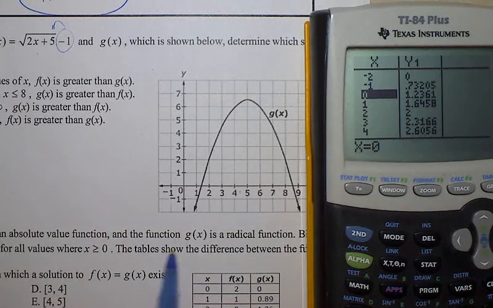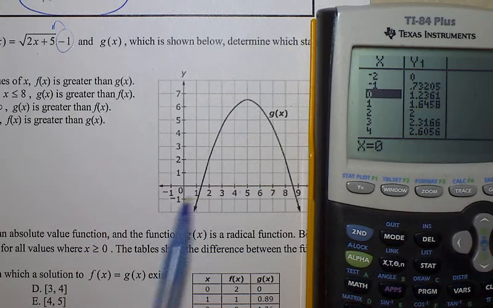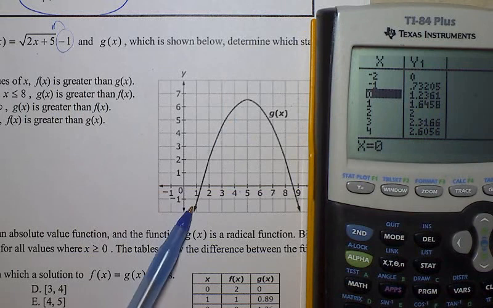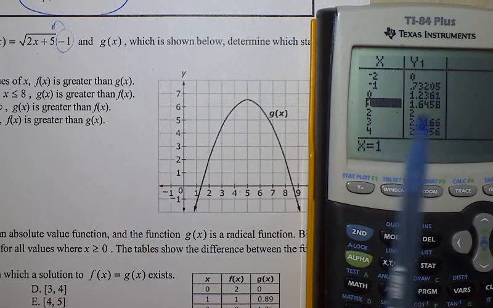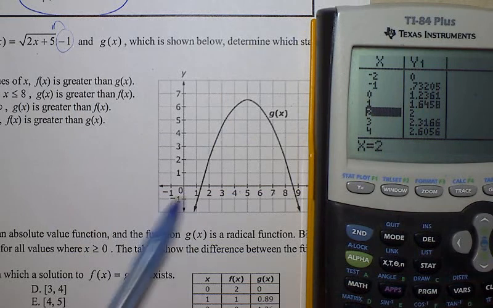4, 5, 6. 0 here goes with 1.2. So yes, f of x is still greater. What does 1 go with? 1 goes with, on this graph, 1.6. 1 here goes with about -1.5. What does 2 go with? 2 goes with 2, and 2 goes with 2.